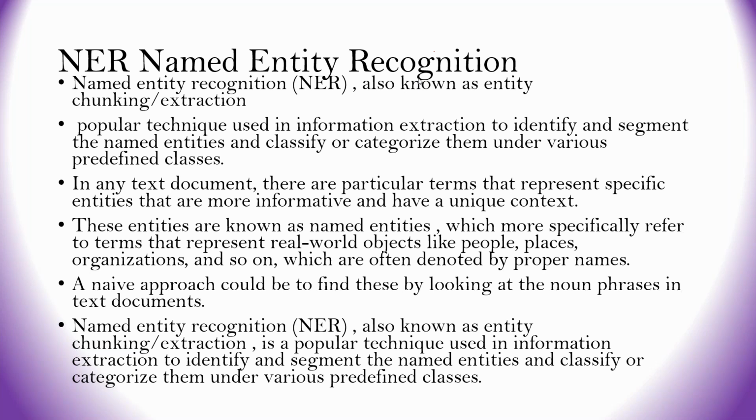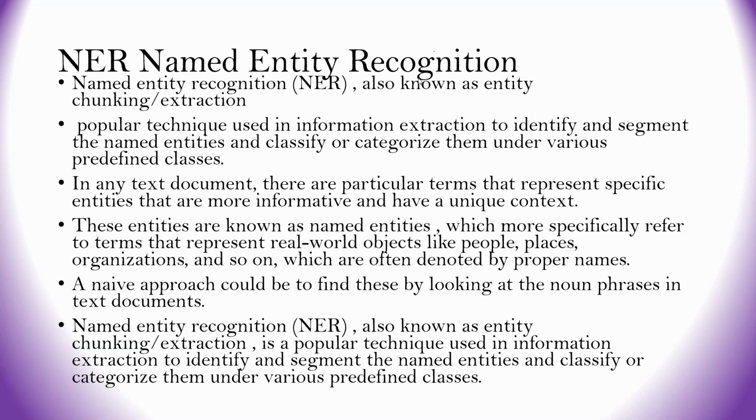In any text or document, maybe there is a particular term that represents a specific entity, let's say a place name, or a time, or a famous personality, or a particular food item. These are all individual entities. These entities are known as named entities, which more specifically we refer to as real world objects like people, places, organizations, and so on. Now we will be defining them in the parsing structure as proper names.